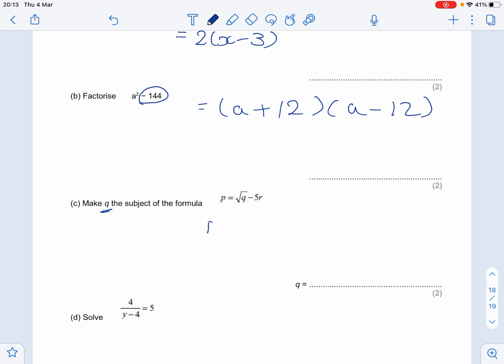Firstly, we add 5r on both sides. Then the inverse of square root is squared. So we square the whole thing.